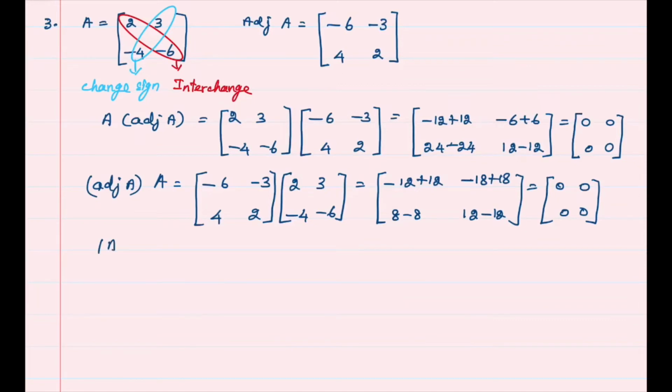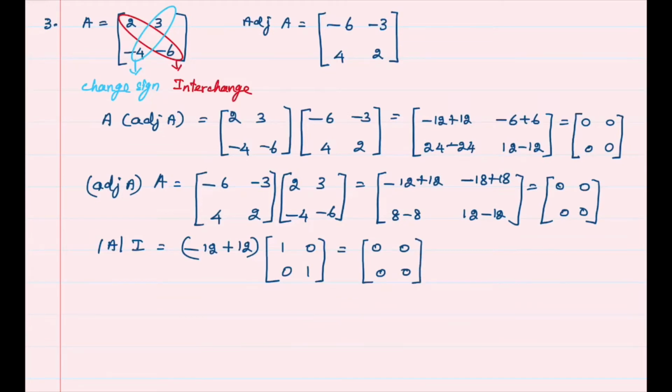Now we will find determinant of A into I. Determinant value of A is minus 12 minus of minus plus 12, which is 0, into I matrix, 1 0 0 1. We will multiply this matrix by a scalar 0, so it becomes a 0 matrix. All three are same. Therefore, A times adjoint of A equal to adjoint of A into A is equal to determinant of A into I.